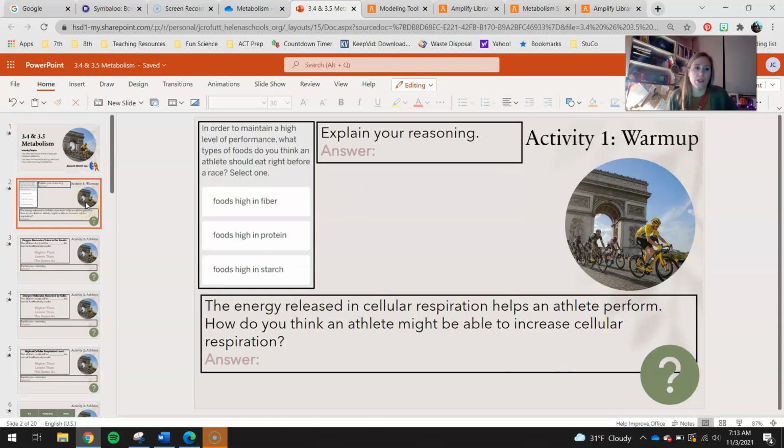All right, moving on to your warm-up today. You have 3 questions to answer here. So first one right here, you will use your draw tool. In order to maintain a high level of performance, what types of food do you think an athlete should eat right before a race? Select one.